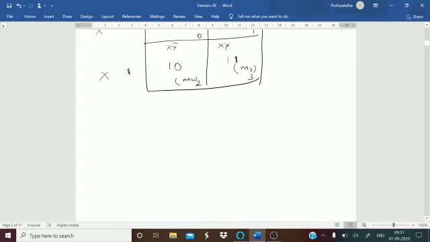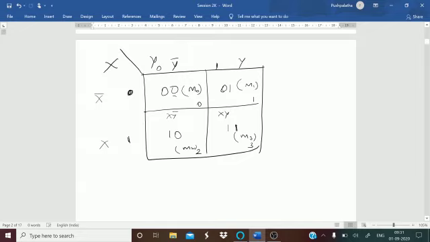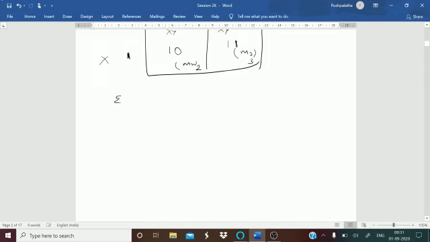Whenever in a K-map, the normal thing is, if you have a 1, then you are going to put a 1 in the box. Let us just go for an example now. You have X bar Y plus XY. Simplify this using your K-map method.